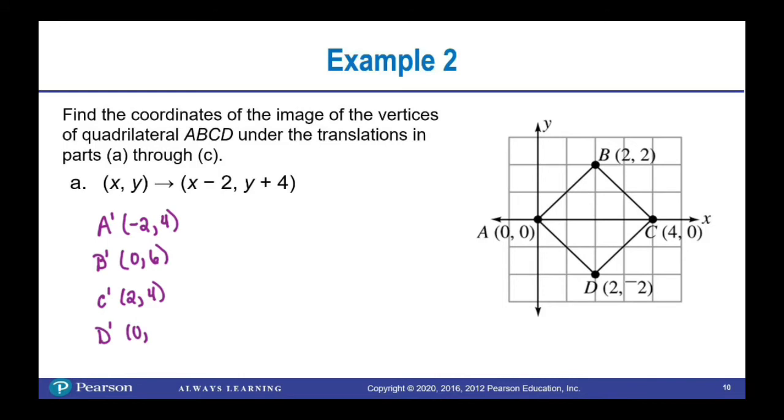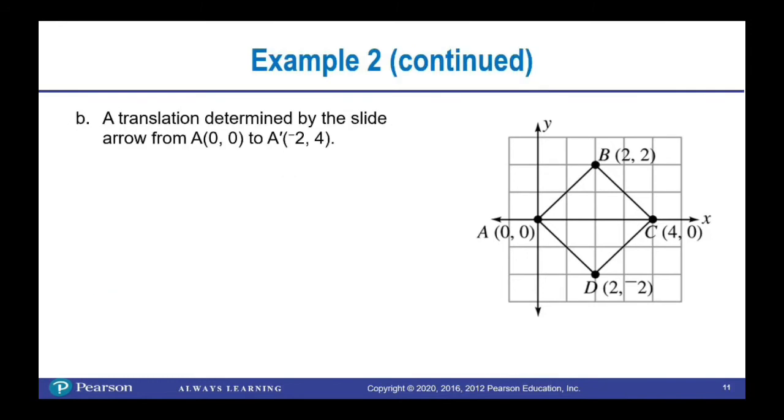2 minus 2 is 0 for that x-coordinate in D prime. And for our y-coordinate, negative 2 plus 4 is 2. Now look at part B. We have a slide arrow that takes A to A prime. And A prime is the point negative 2 comma 4.